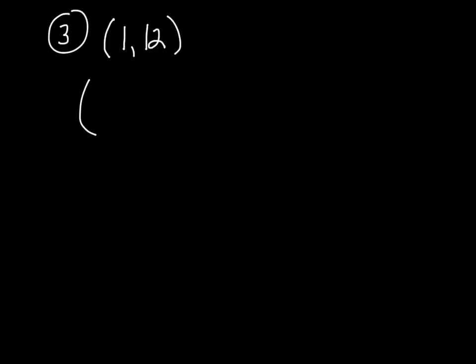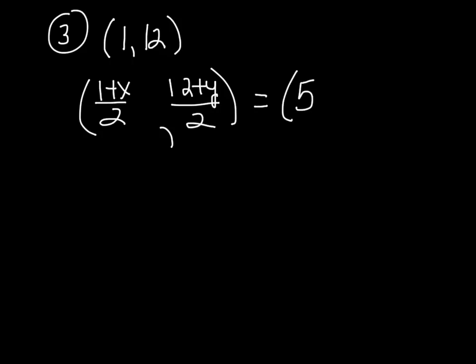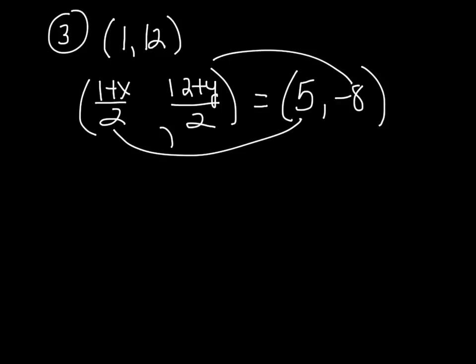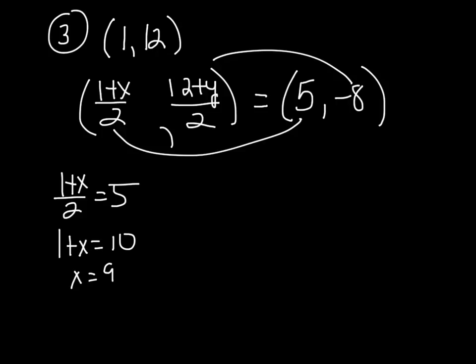So we could say (1 plus x) divided by 2 and (12 plus y) divided by 2, and that gives us our midpoint, which is (5, -8). You can skip that step if you just want to go ahead and write your two equations. (1 plus x) divided by 2 equals 5. That means 1 plus x would equal 10. Subtract 1, your x-coordinate is 9.